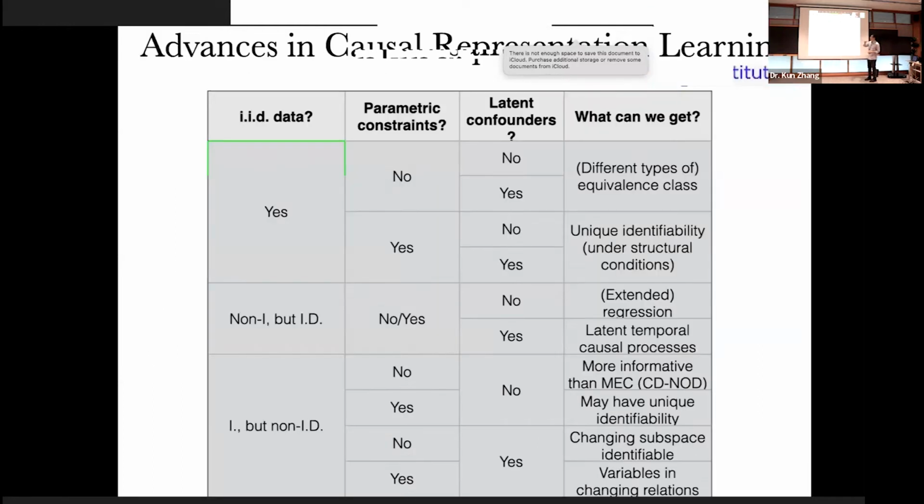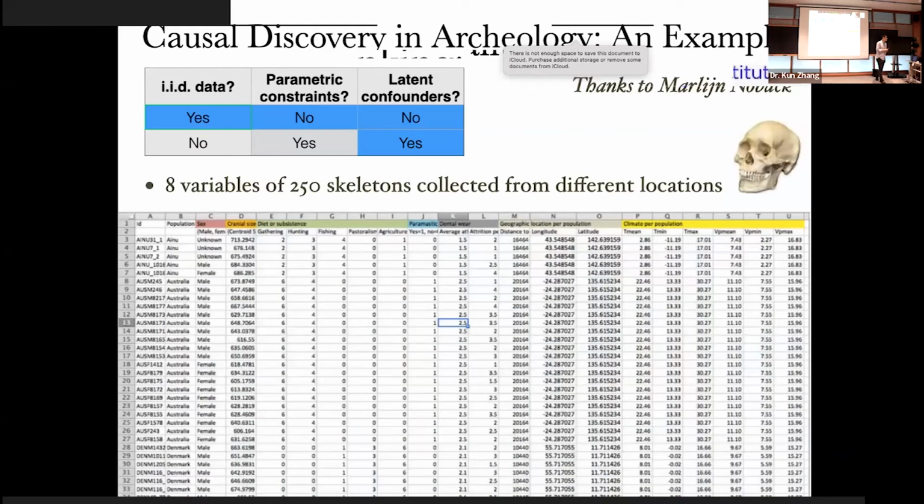Now let's see how we can solve the problem. Basically here, you can see a summary of the current results of the state of the art. In the i.i.d. case, most of the time we can just recover an equivalence class, some kind of equivalence class. And under some further assumptions with parametric constraints, you can even have unique identifiability in many cases, and so on. And what's more interesting is to look at the non-i.i.d. settings. And here, in many cases, you can see we can discover the underlying process uniquely. I will give examples. So let's go with this example.